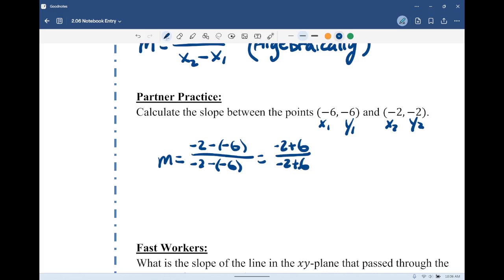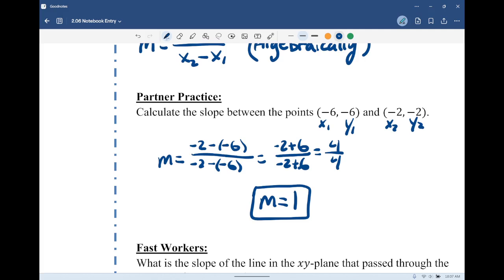So, from here, raise your hand. What is negative 2 plus 6? What is negative 2 plus 6? Sorry. 4 over 4. And so, again, raise your hand. A final answer. My slope is really just what, Lewis? Louder, one more time. 1. Okay. Again, some good practice with slope.